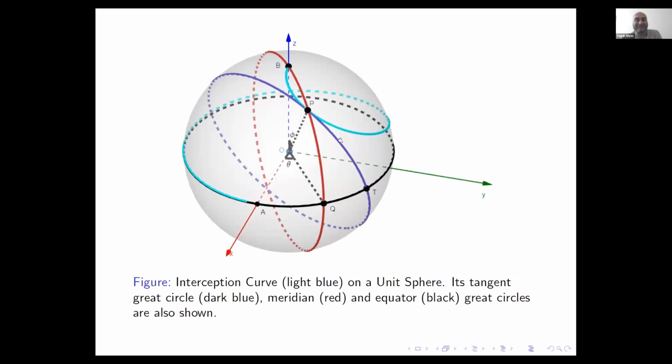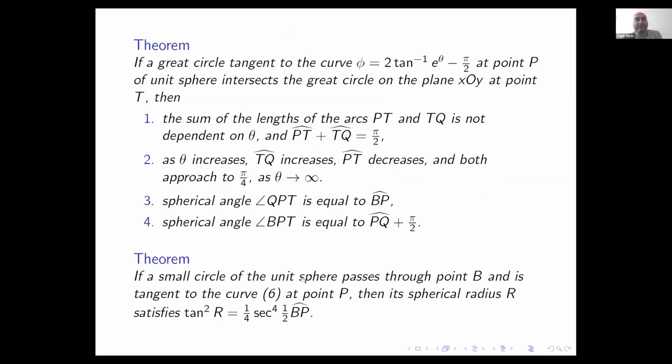PT decreases, but TQ increases, and they both approach the same limit pi over 4. And according to the first property, their sum should be constant.